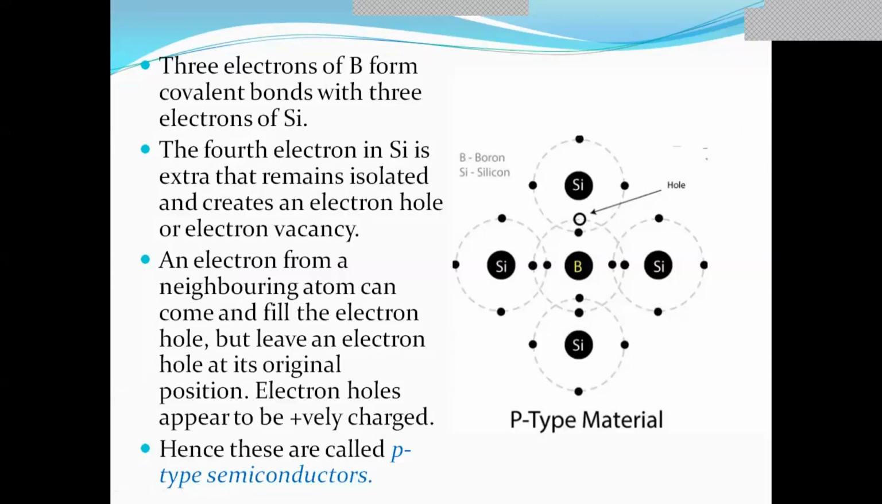An electron from a neighboring atom can come and fill this electron hole, but leave an electron hole at its original position. These electron holes appear to be positively charged, and electric conductivity of silicon material is enhanced due to these holes, and that's why these are called p-type semiconductors.